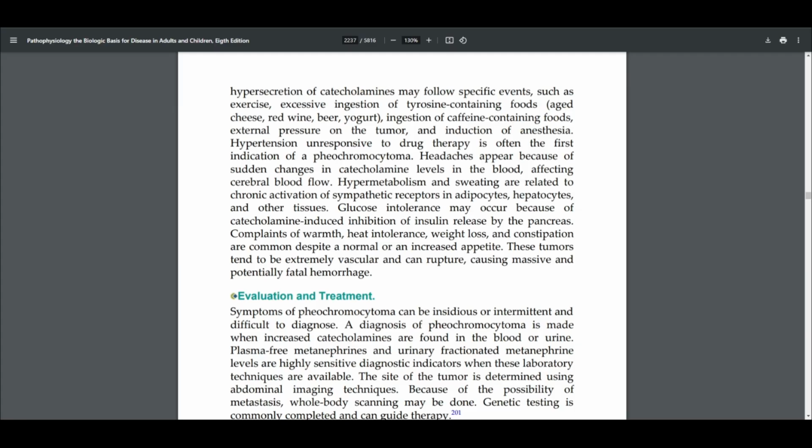Headaches appear because of sudden changes in catecholamine levels in the blood, affecting cerebral blood flow. Hypermetabolism and sweating are related to chronic activation of sympathetic receptors in adipocytes, hepatocytes, and other tissues. Glucose intolerance may occur because of catecholamine-induced inhibition of insulin release by the pancreas. Complaints of warmth, heat intolerance, weight loss, and constipation are common despite a normal or increased appetite. These tumors tend to be extremely vascular and can rupture, causing massive and potentially fatal hemorrhage.